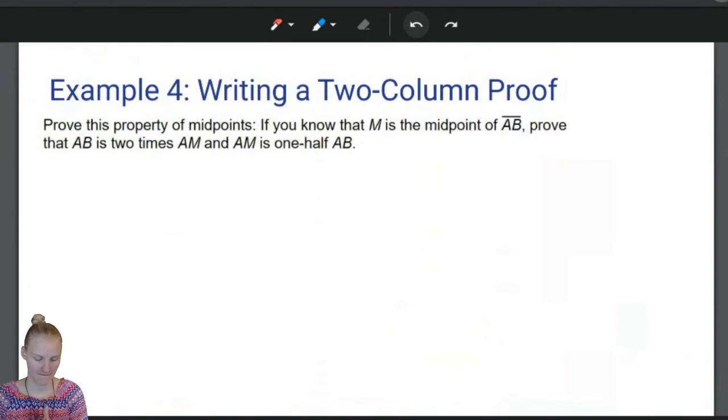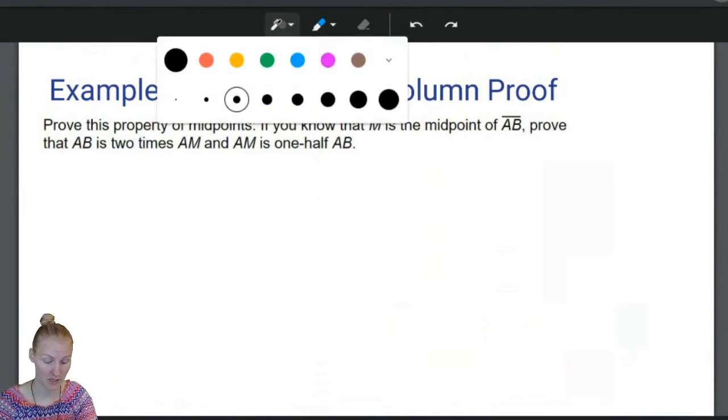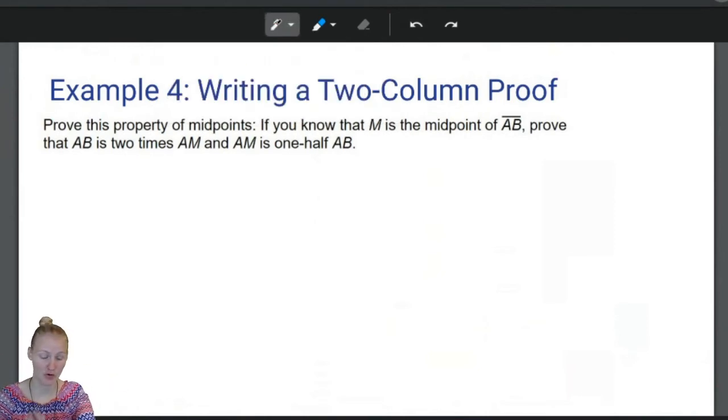Example 4, writing a two-column proof. So the first thing I'm noticing is I don't have a diagram. Diagrams severely help me with proofs. So the first thing that I am going to do anytime I have a proof is make sure that I have a diagram I can look at. So, prove this property of midpoints.